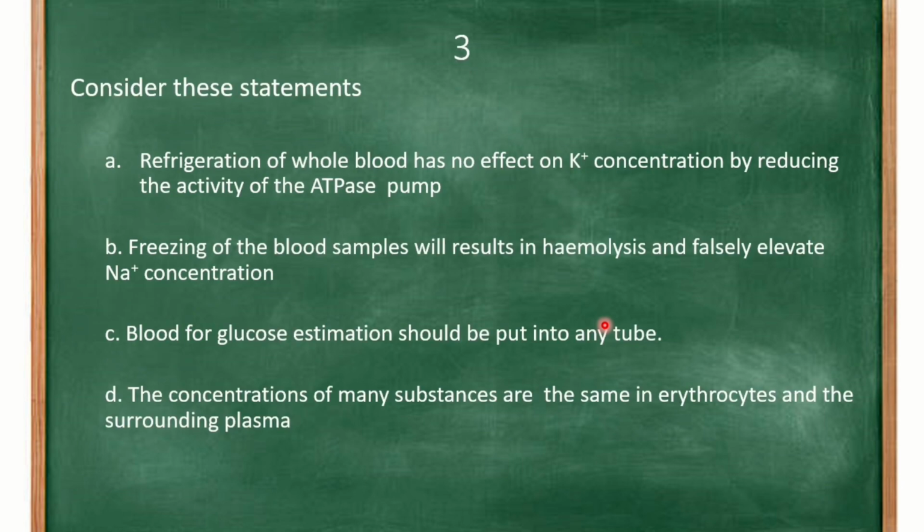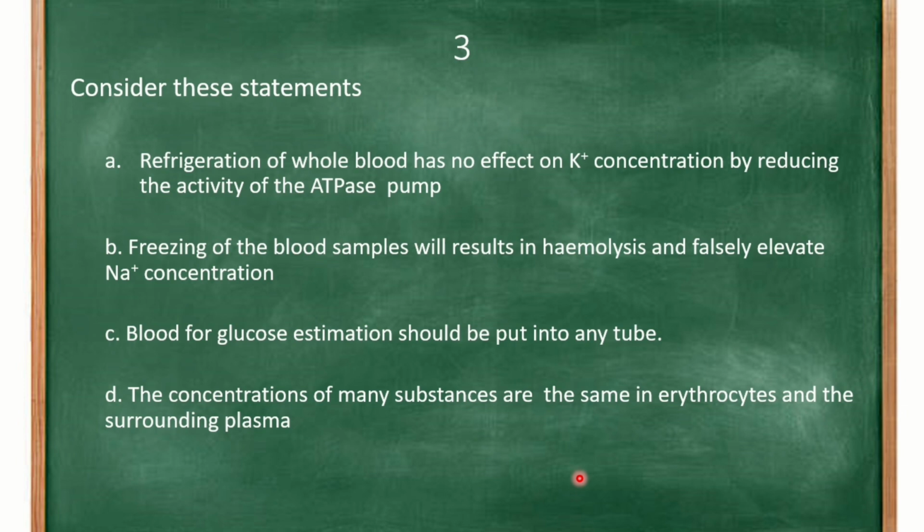Okay, question 3 says consider these statements. A, refrigeration of whole blood has no effect on potassium concentration by reducing the activity of the ATPase pump. B, freezing of the blood samples will result in hemolysis and falsely elevate sodium concentration. C, blood for glucose estimation should be put in any tube. D, the concentration of many substances are the same in erythrocytes and the surrounding plasma.